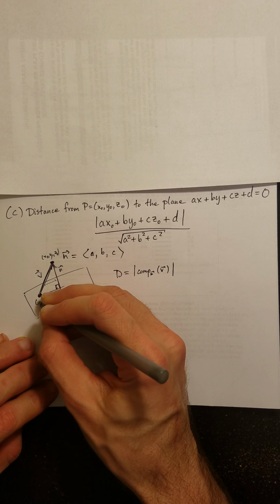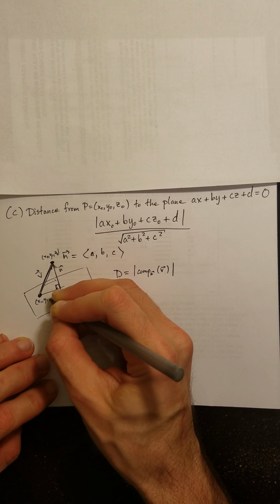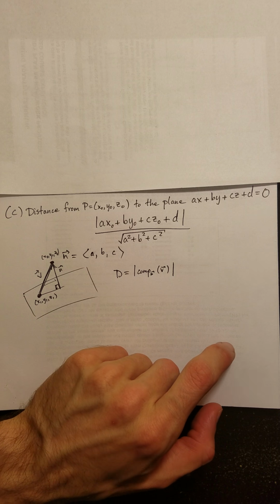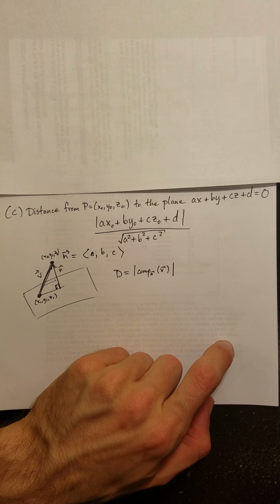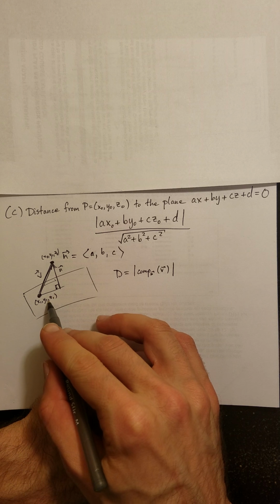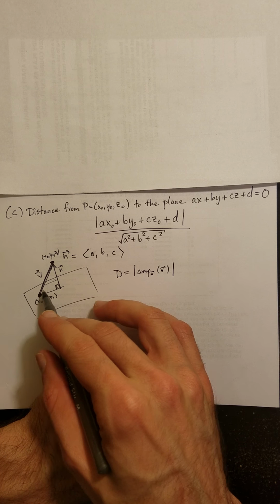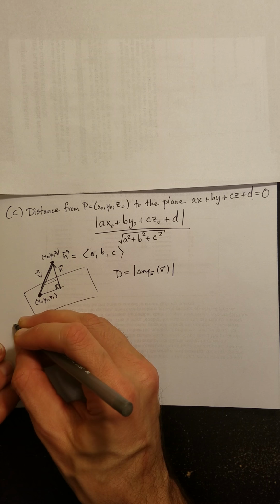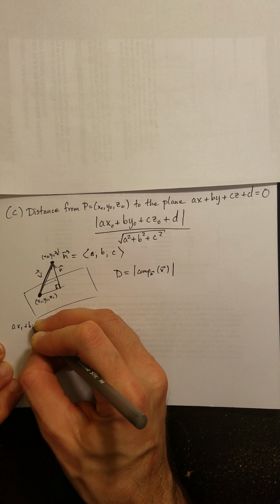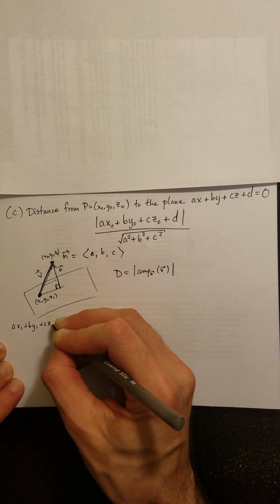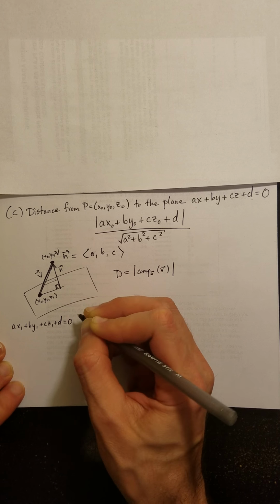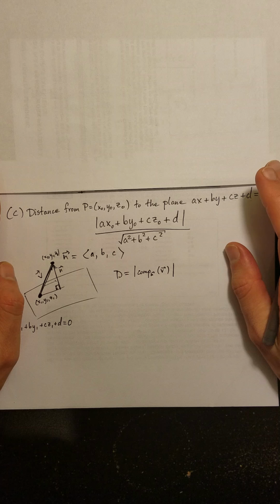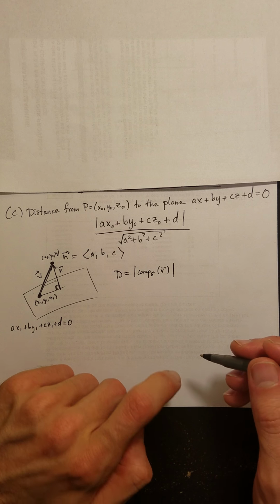Okay, so either way, let me call this point here x1, y1, z1. And so knowing that x1, y1, z1 is a point in my plane, I know that it satisfies this equation, right? So I know that I have a x1 plus b y1 plus c z1 plus d equal to 0, right? Because this point is in my plane defined by that equation. Okay, so I'll save that for later.